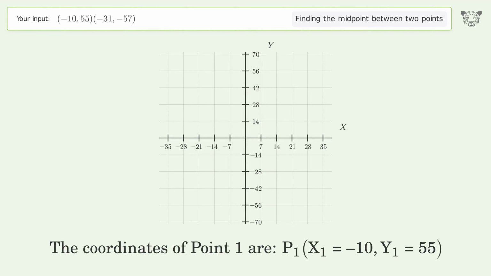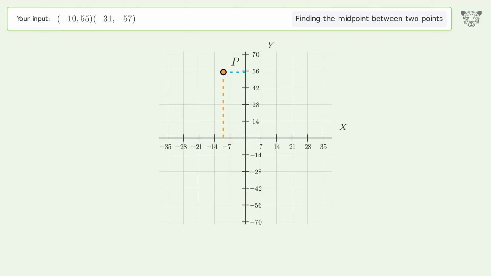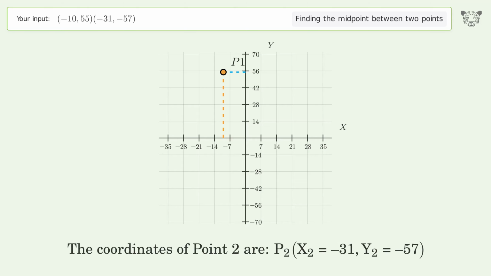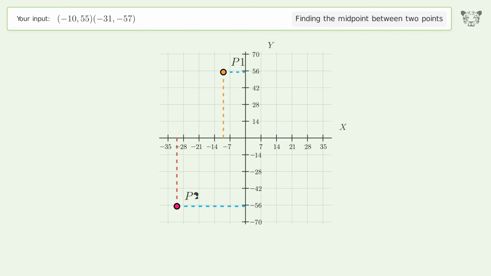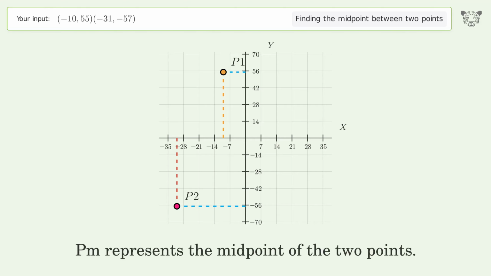The coordinates of point 1 are, x1 equals -10, y1 equals 55. The coordinates of point 2 are, x2 equals -31, y2 equals -57. PM represents the midpoint of the 2 points.